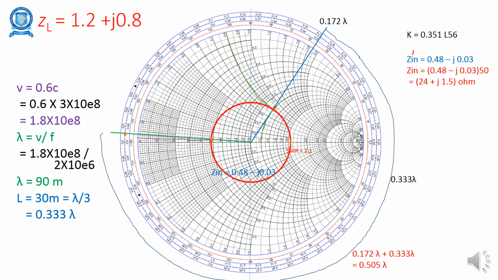Now we calculate the reflection coefficient K. K is equal to 0.351 angle 56 degrees. The 0.351 is taken from the scale of the Smith chart, where the SWR value lies on the scale. The value is K equal to 0.351, and the angle is determined from the wavelength point, where we get the angle equal to 56 degrees.